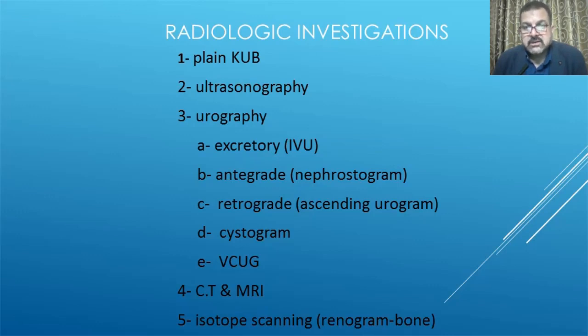which can be either X-rays, ultrasound, CT scans, MRI. As you can see here, there is a long list of radiology investigations. Some of it was commonly used in the past, but now it is being replaced by other modalities: KUB, plain X-ray, ultrasound, urography as either IVP, antegrade, retrograde, cystograms, urethrograms, VCUG, voiding cystourethograms, as I told you, CT, MRI, and isotopes.